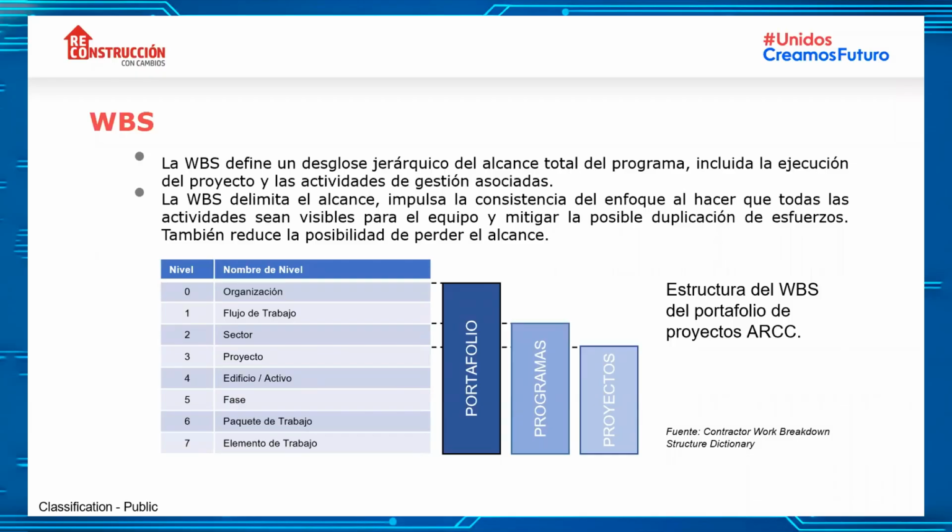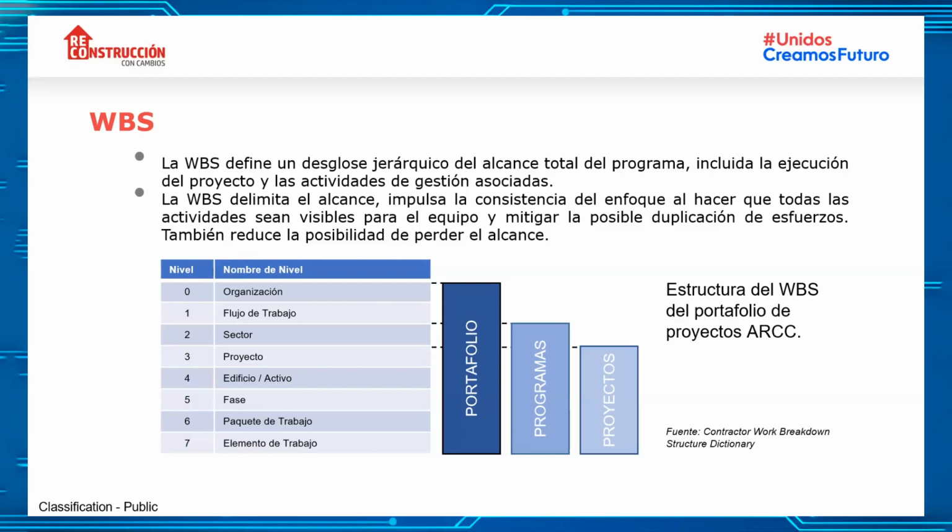Here is a bit of theory. The first two topics of WBS. Work breakdown structure is a hierarchical breakdown of the scope of the project, the program that includes the project's execution, and the different levels that we can have.